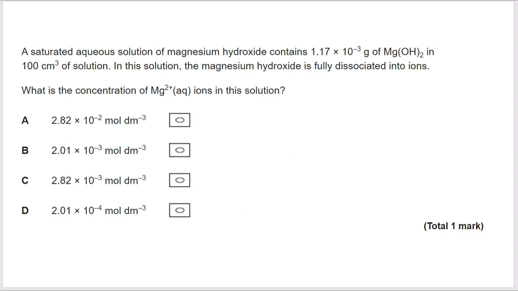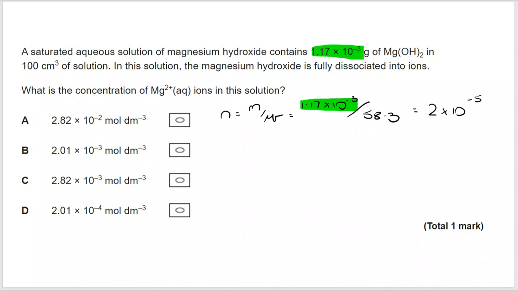And with this, we are looking at a saturated solution of magnesium hydroxide. We have got a mass of magnesium hydroxide and we've got a volume. We want to know what the concentration of Mg2+ ions will be within the solution. Well, let's start with the information that we have. We've got a mass of magnesium hydroxide, so let's find out how many moles that is. I divide that by the Mr, 24.3, 2 16s, 2 1s, and it comes to 58.3, giving me a number of moles of 2 by 10 to the minus 5.